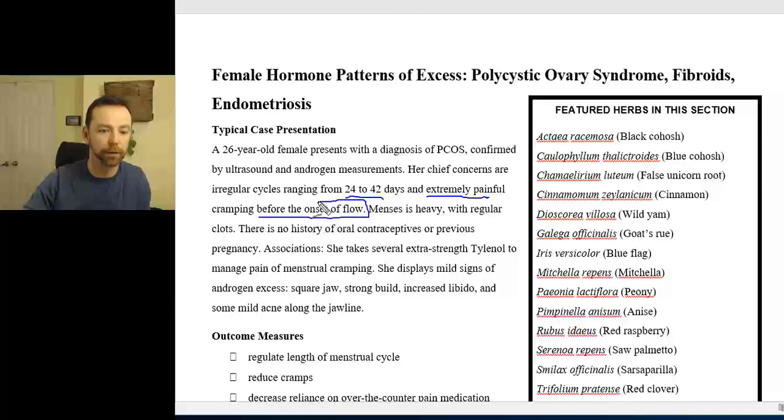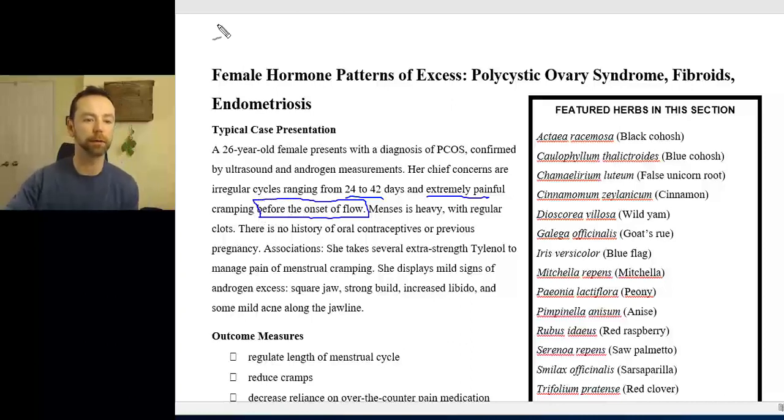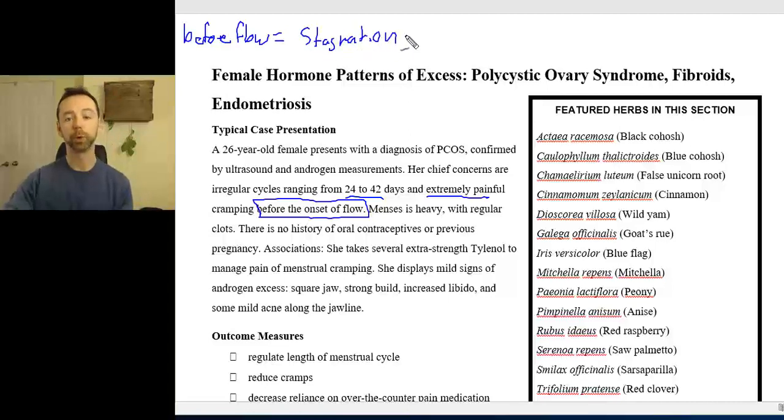Here is one of our first places to make a differentiation. This one, again, is borrowed from TCM, but it's very reliable. And I'm sure you already know this if you've come this far. Before flow equals stagnation, maybe stasis, maybe some other things, but we're just going to keep it really simple. Cramping and pain before flow equals stagnation. After equals deficiency.